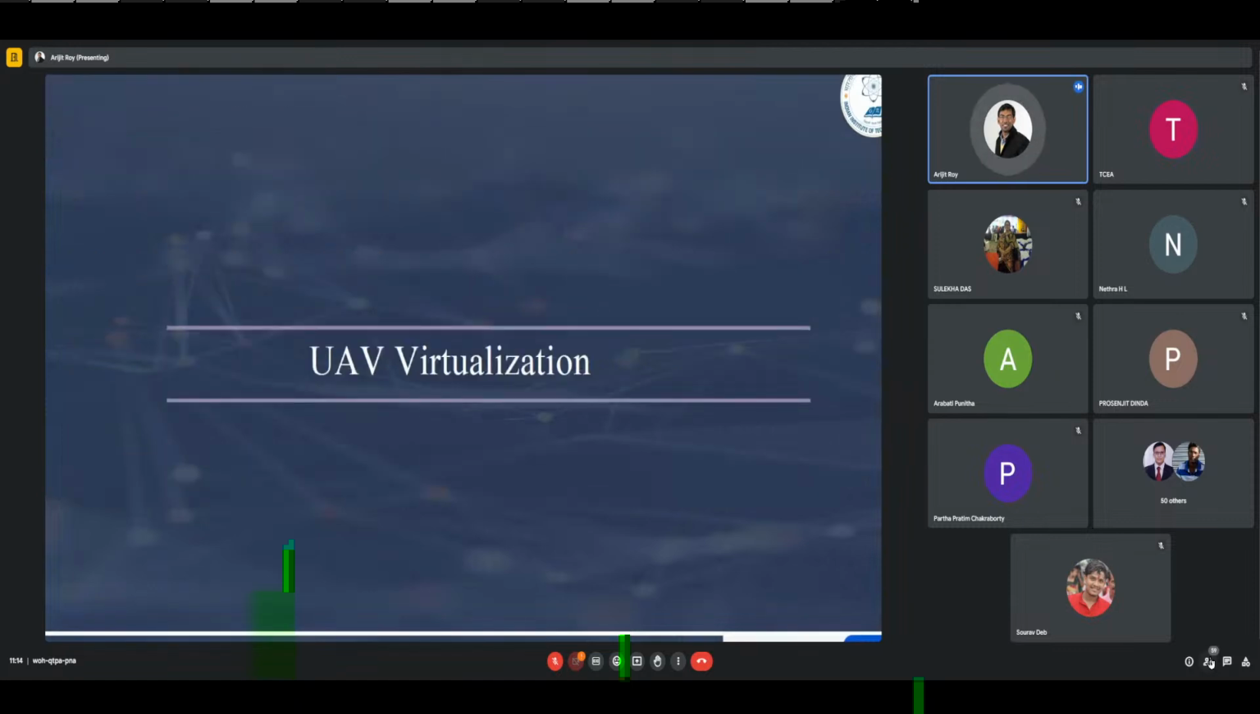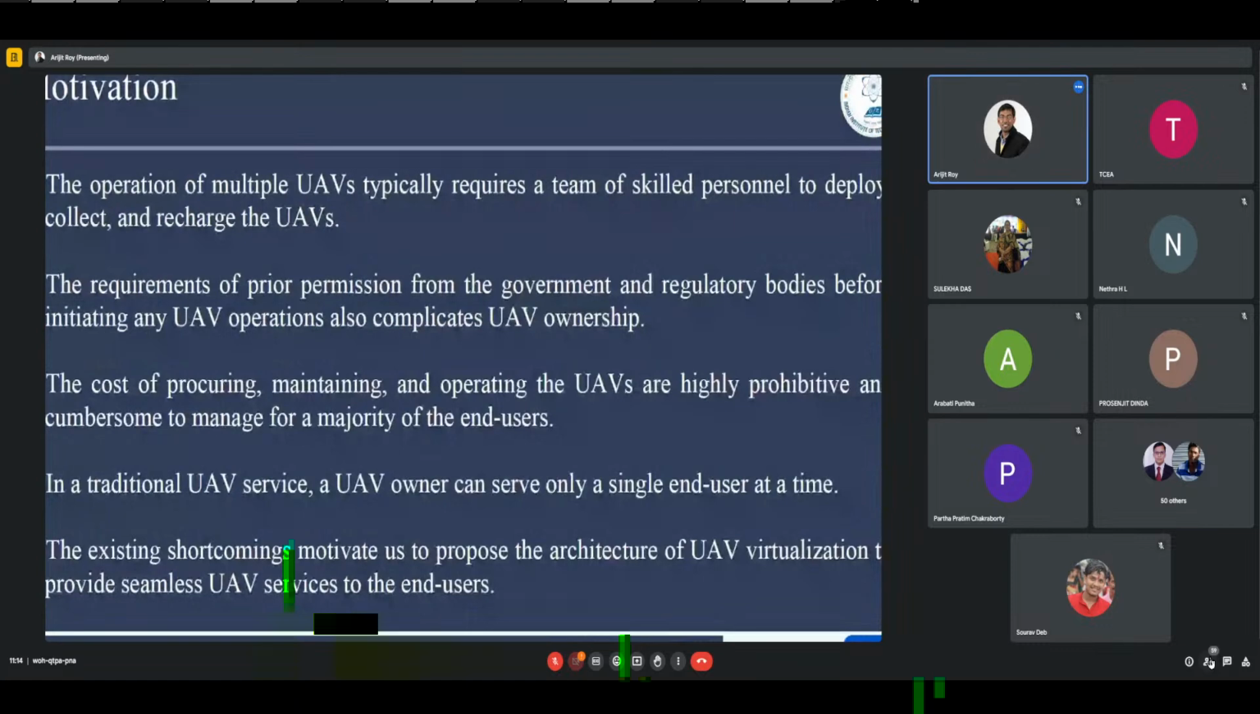Then, another concept along the same line, you can think of UAV virtualization. The same thing will happen with UAVs. You cannot purchase a UAV, or rather, you can purchase it, but even if you purchase it, you don't know how to fly it. But you want to have the services. So for that, it is better to have UAV services on rent.